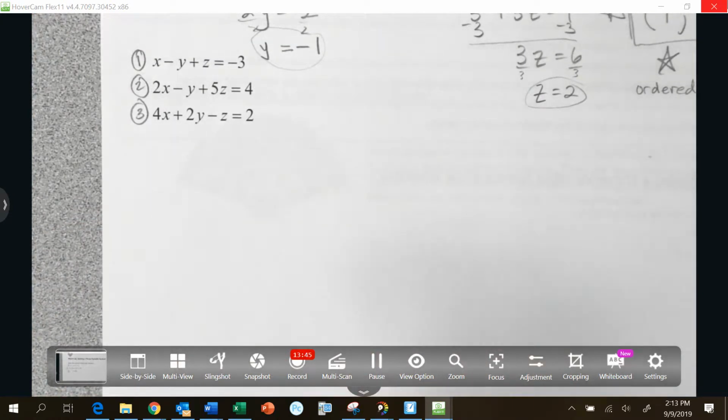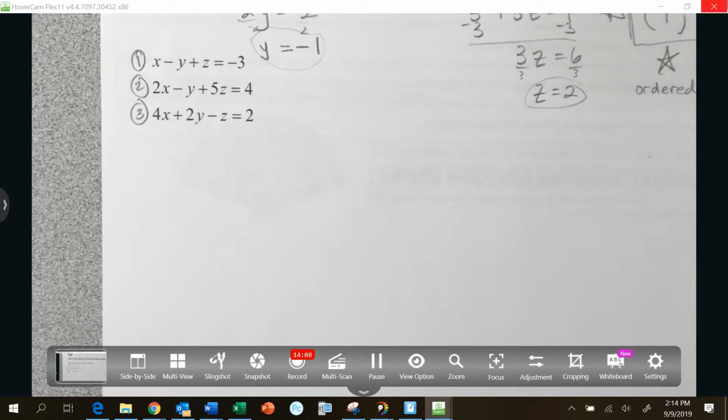Okay, the next one. First thing we have to do is we have to get 2 variables with 2 equations. Right now we have 3 variables with 3 equations. I'm sorry, we need to get 2 equations with 2 variables. You cannot add them all together. You can add 2 at a time.